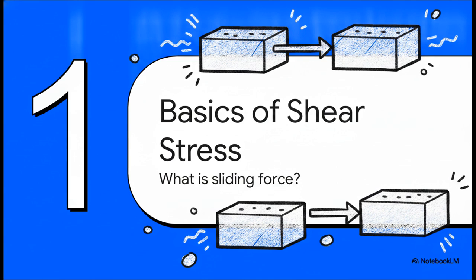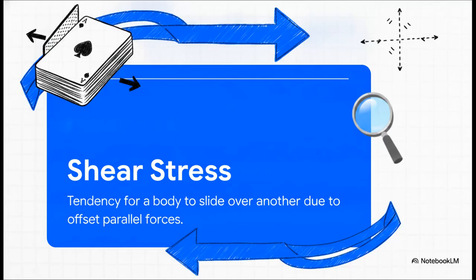What actually happens when forces start sliding against one another? Think about a thick deck of playing cards for a second. If you push the top half to the right and the bottom half to the left, what happens? They slide, right? Well, that sliding action is essentially shear stress. Technically speaking, it's the tendency for one part of a solid body to slide over or shear from another part. This happens when it's subjected to two equal, opposite, parallel forces that aren't perfectly aligned. They offset, and they basically try to slice right through the material.